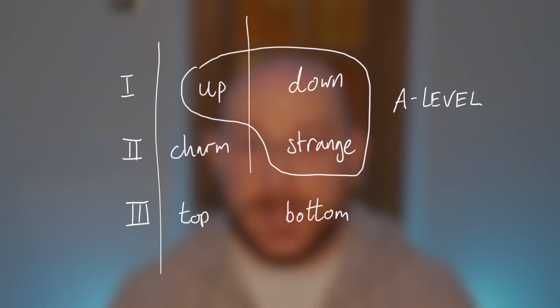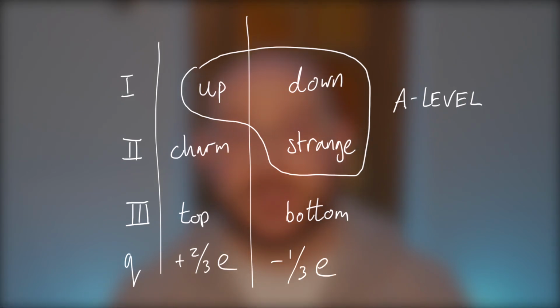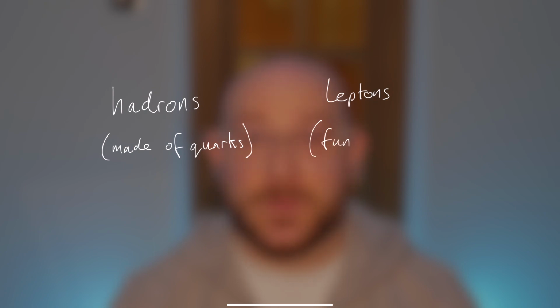In each generation of quarks, you have 1 quark with plus 2/3 relative and 1 quark with minus 1/3 relative. The up, charm and top quarks all have plus 2/3 relative charge, while the down, strange and bottom quarks all have minus 1/3 relative charge. Any particle that's made out of quarks is called a hadron, while any particle not made of quarks, like an electron for example, is called a lepton. Leptons, as far as we know, are fundamental. You can't cut them in smaller pieces.